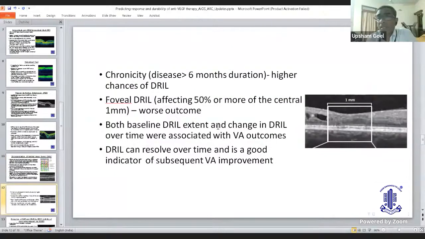A chronicity of presence of DRIL is obviously something which is not a happy situation. And foveal DRIL, which is affecting more than 50% of the central 1 mm, would obviously cause a worsening outcome.